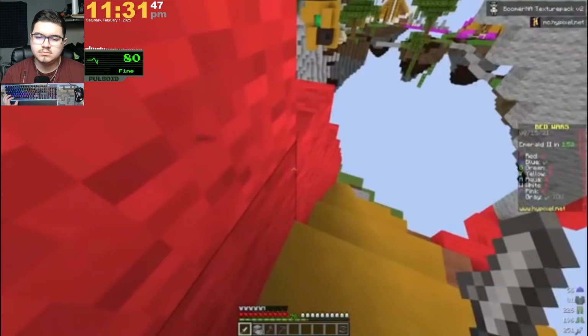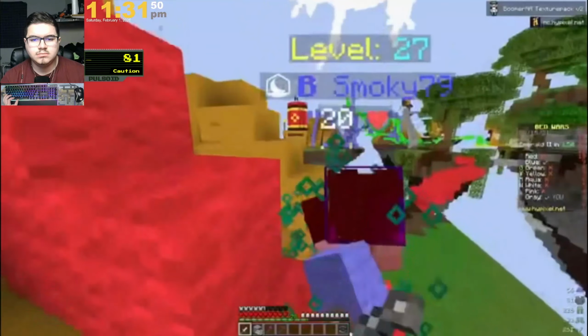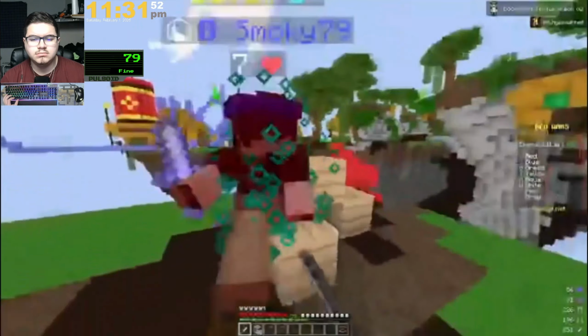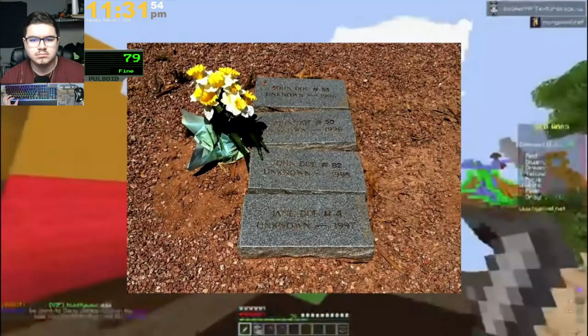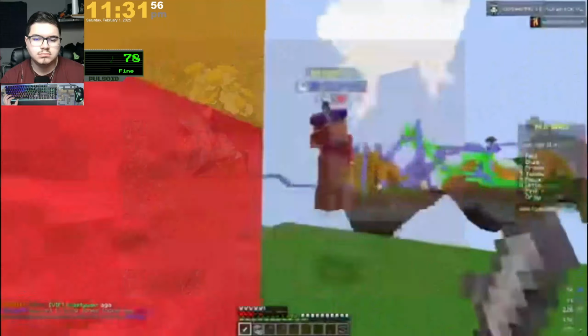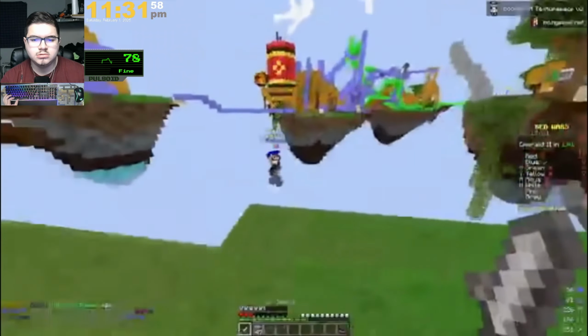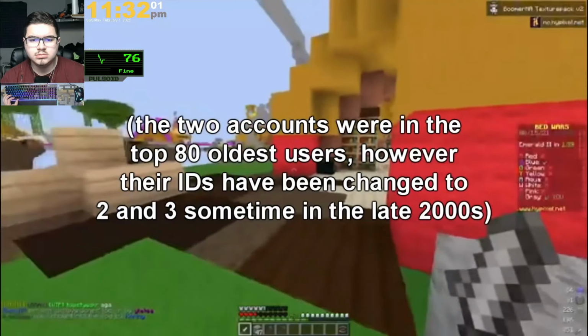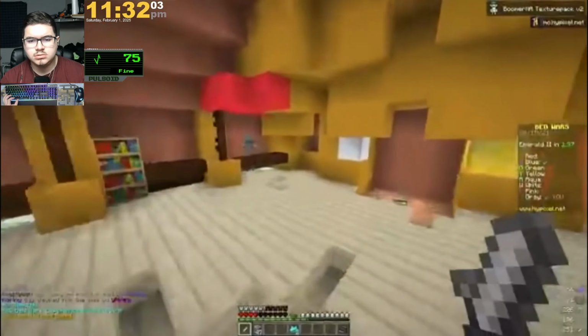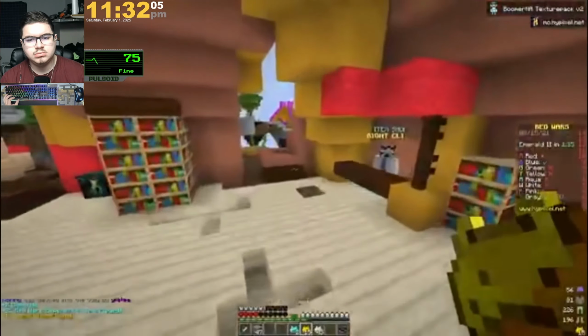For those who don't know, John Doe is a placeholder name for those whose names are unknown. For example, on tombstones, if someone was buried but their name is unknown, they will use John Doe or Jane Doe. Throughout the years, many rumors started around these accounts because of not only how old they were, but their mysterious nature. Not much information was known about these accounts for a long time.